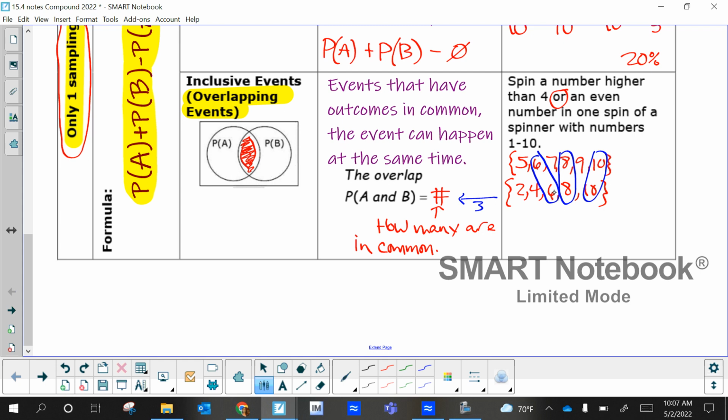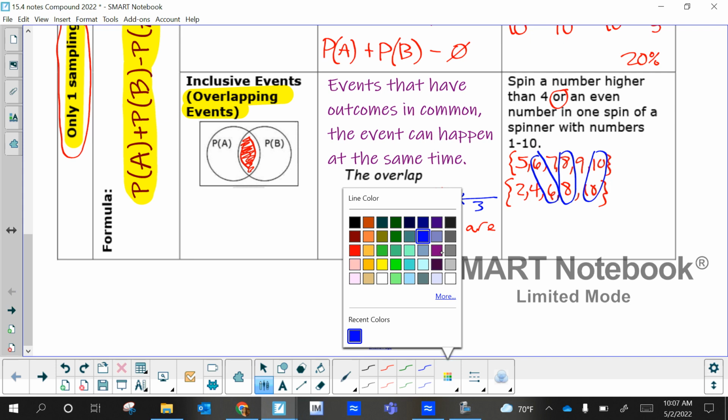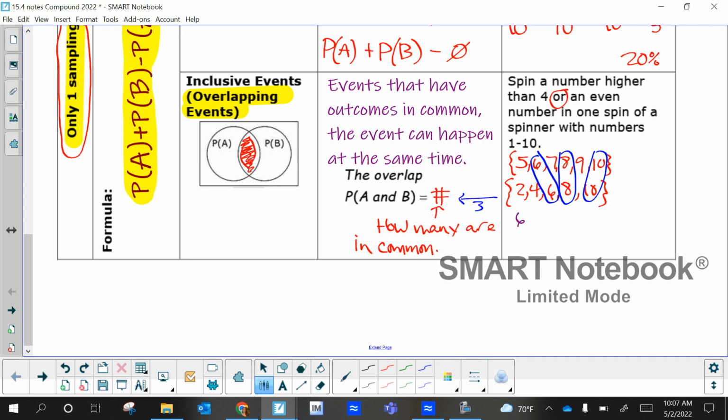Remember, it's a probability of A. So what's the probability of spinning a number higher than 4? How many did we write down in that first category? 1, 2, 3, 4, 5, 6. So we wrote down 6. So 6 out of 10 was the first one. Then we're going to add the probability of spinning an even number. So 1, 2, 3, 4, 5.